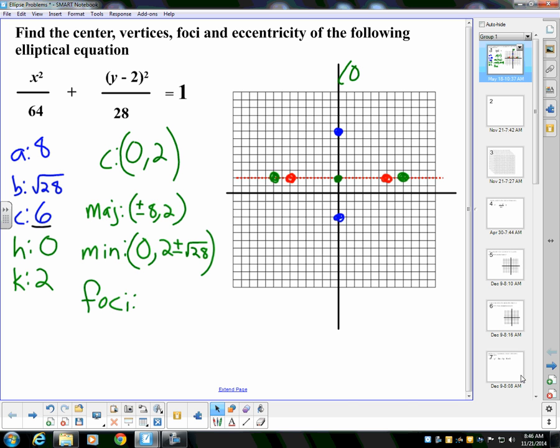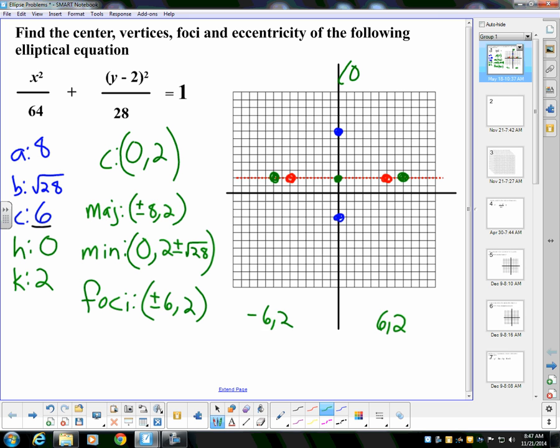Now those are pretty easy points to plot. That's going to be the point 6, 2 and negative 6, 2. So really what I have is the point plus or minus 6, 2. Those are going to be my foci, or my focal points.